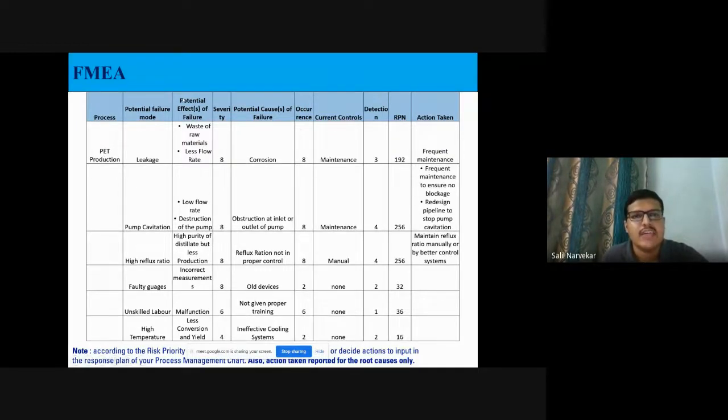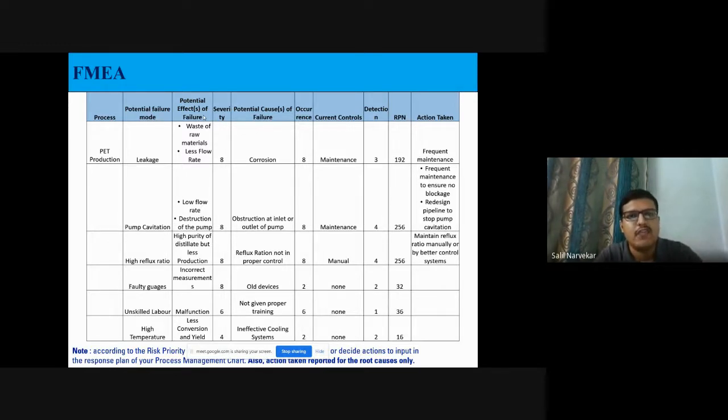Then we have the potential effects of the failure, to see for ourselves, because a Six Sigma project may involve a lot of people. Some people may be actually working in the factory. Some people may be the management who may not be aware of what actually happens in the factory. So that's why we try to make a document like this, so that it's in front of the entire Six Sigma project group.